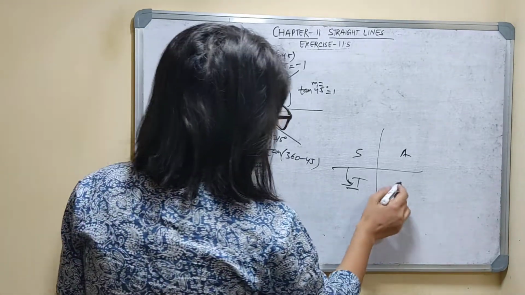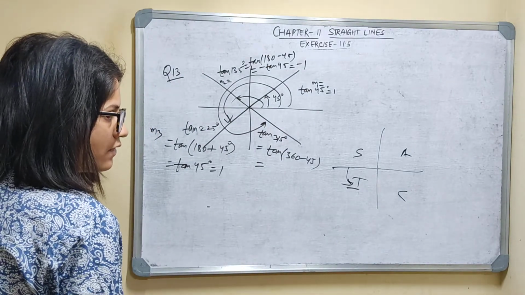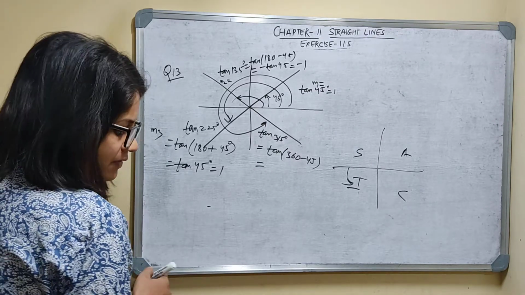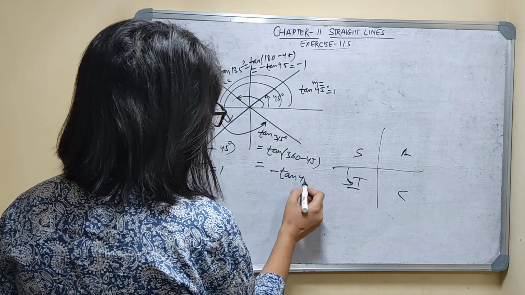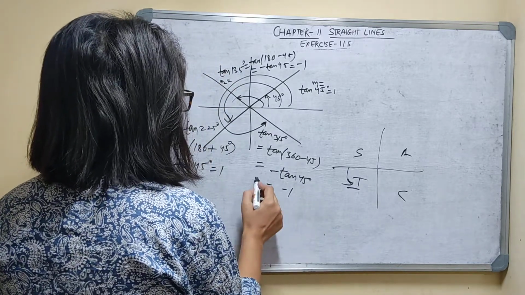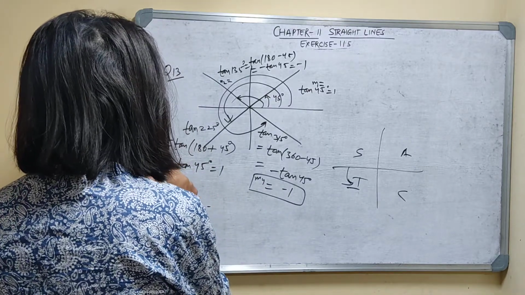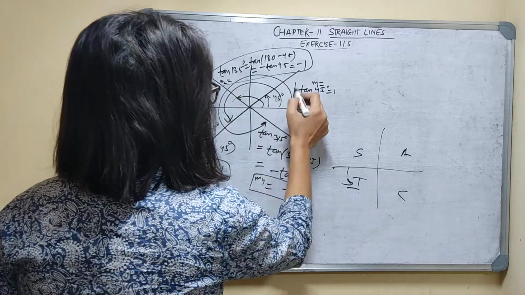360 minus theta means what? Fourth quadrant. In the fourth quadrant, cos will be positive, otherwise everything will be negative. So 360 minus theta gives minus tan theta, so the slope m4 is minus 1. Here m3 is equal to 1, m2 is equal to minus 1, and m1 is equal to 1.